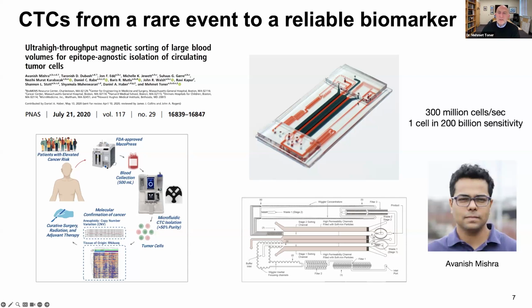I won't go into details of the chip. It's very similar to the prior chip, with the exception that we bring these magnetic lenses right next to the channels to create an extremely high magnetic field so that we can deflect white blood cells that are labeled with magnetic beads at a very high throughput. So we can now process and sort cells at 300 million cells per second. We can find one cell in 200 billion cells.